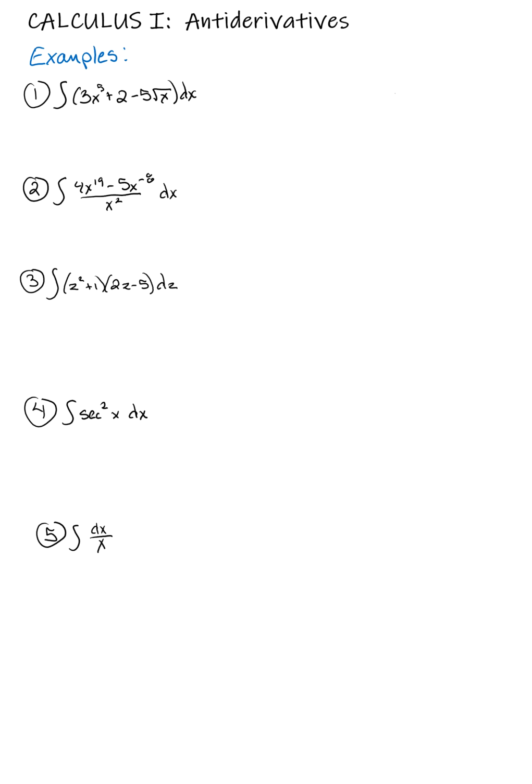Hey guys, this is Professor Janacek, and I just want to work through some examples of finding antiderivatives. Let's start with example 1 here.